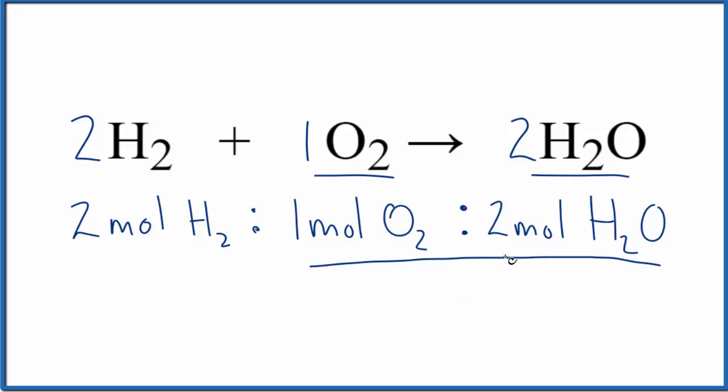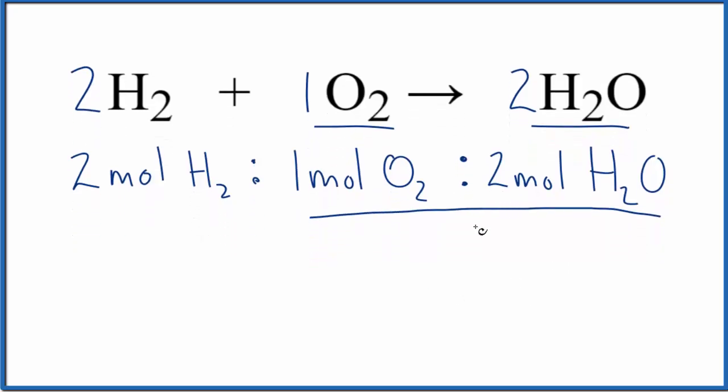This is really useful when we're doing reaction stoichiometry. We're often given one amount and then asked to figure out how much we'll get of the other amount in the reaction. So we can use mole ratios to figure that out. For example, pause and think about this. What if I had 23 moles of oxygen? How many moles of water would I have?